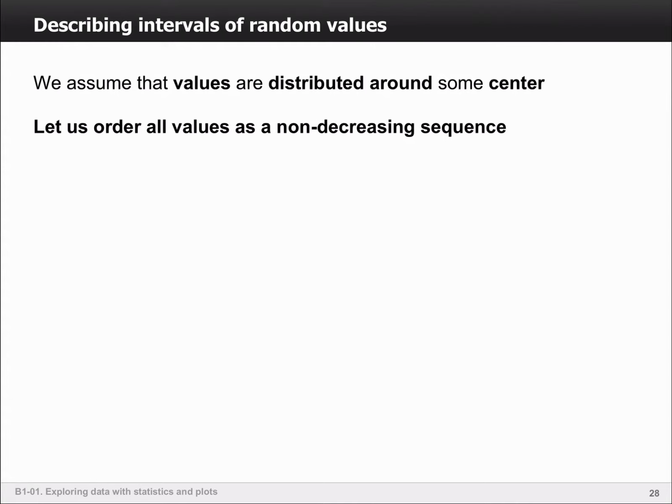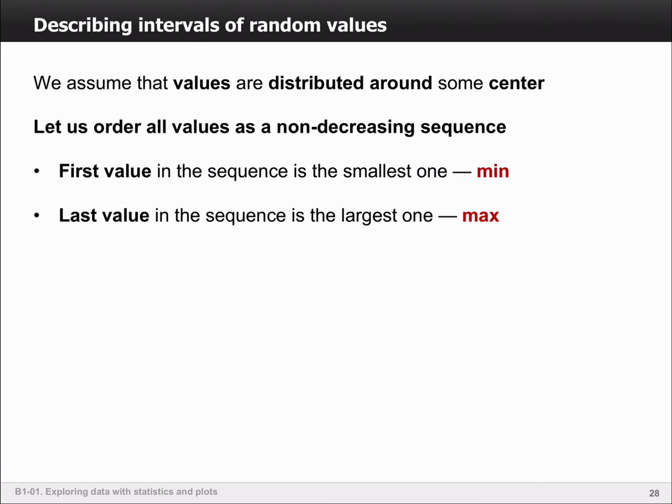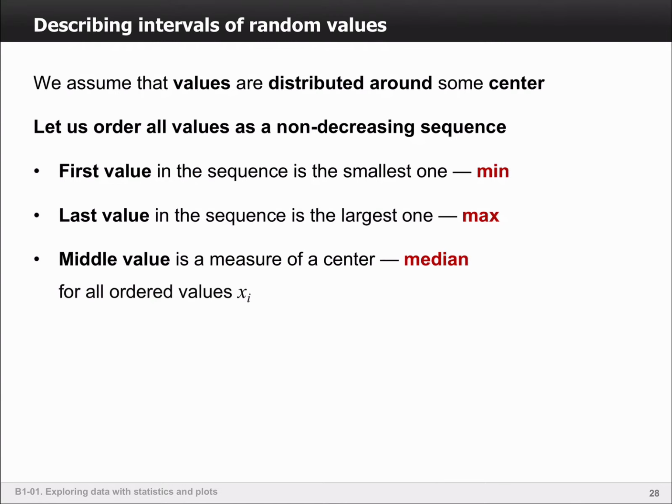Then if you know the rank, you can easily calculate several statistics. First of all, the value with rank 1, the first value in this sequence, is the smallest value, so it's the min. The value with the largest rank is the largest value, it's the max. Then the value in the middle of this sequence is called the median. And that could be a good approximation of your center. So it can be a good measurement of the center of the values.